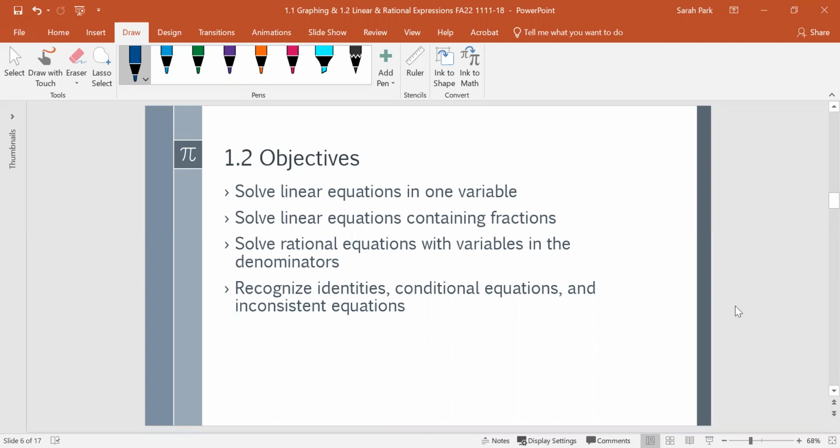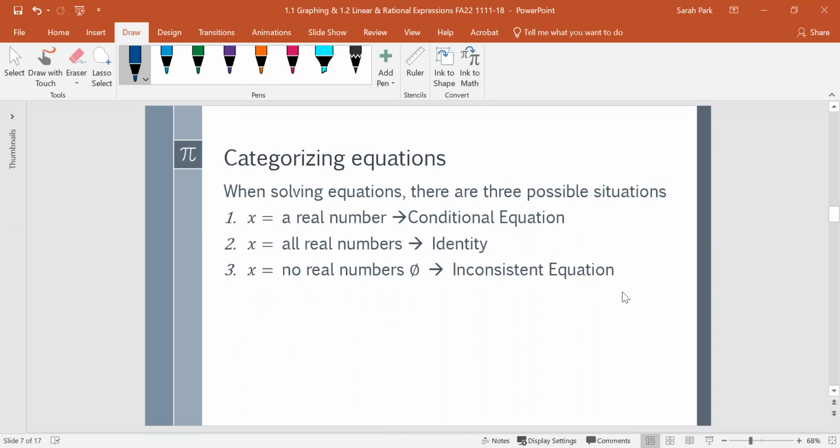The goals are, we're going to take a look at how we solve linear equations in one variable, also ones containing fractions. Then we're going to move on to rational equations, and then recognize identities, conditional equations, and inconsistent equations.